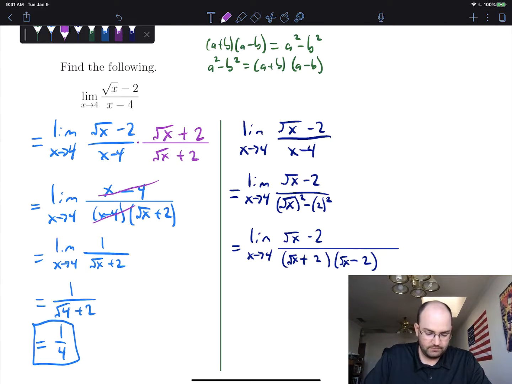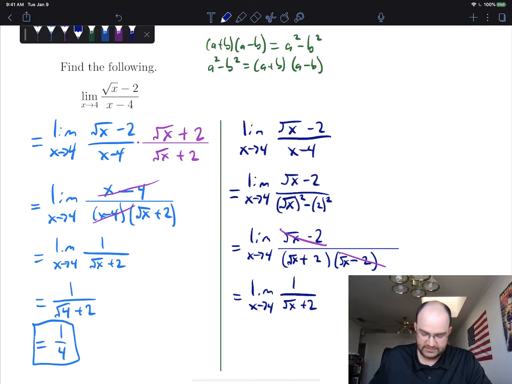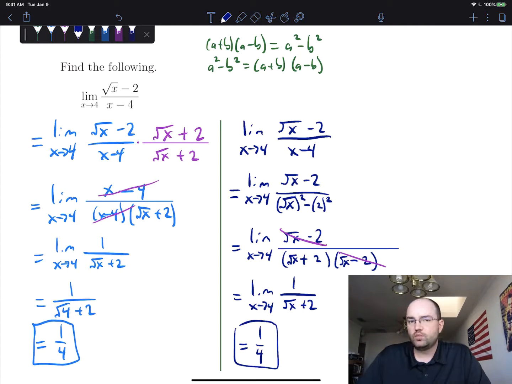And hopefully you see that you can cancel that and that. And what you're left with is the limit as x goes to 4 of 1 over the square root of x plus 2, which is exactly what we got right here. So it will simplify to 1/4. So this works either way. It's up to you which way you choose to solve this. So what you can do is you can multiply both numerator and denominator. That way you can get a common factor in both numerator and denominator, and then go from there. Or you can factor one of the numerator or denominator and go from there. It's up to you.